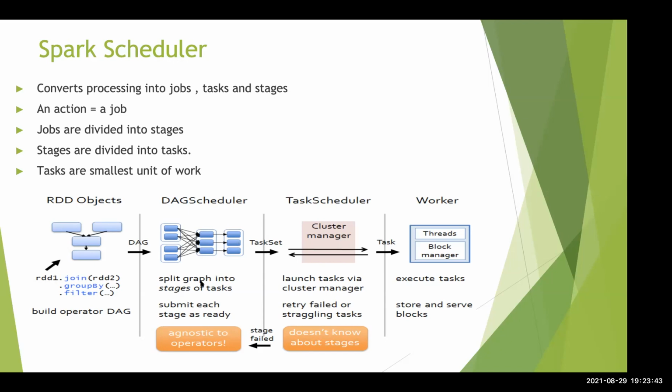So this is some sort of DAG it creates based upon what you have given, and based on this DAG it creates some sort of task set, and then talks to the cluster manager. What are the cluster managers? Yarn is one cluster manager, Kubernetes is another. Spark itself has an inbuilt cluster manager, which generally doesn't get used much. It talks to the cluster manager and spins up the tasks on the worker nodes. Okay, so that's at a very high level how the Spark scheduler works.